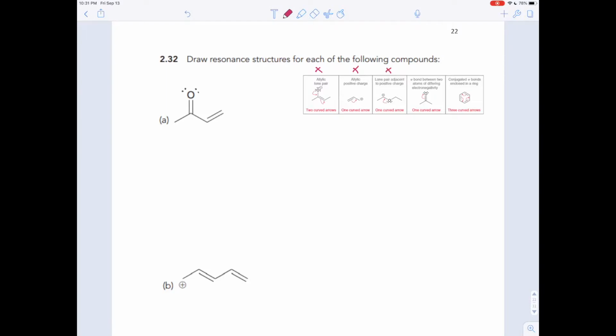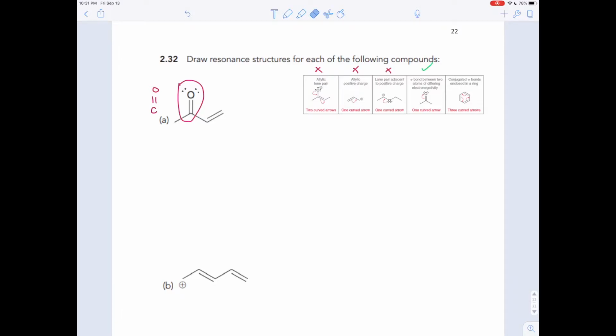How about a pi bond between 2 atoms with different electronegativity? There are 2 pi bonds in the molecule. Remember, a pi bond is every bond after the first bond. So we've got double bonds in these 2 places. This one on the right, that pi bond is between 2 carbons. So the 2 carbons have the same electronegativity, so the pattern isn't there. But for the double bond on the left, that bond is between a carbon and an oxygen. And oxygen is really electronegative. So that would be an example of that 4th pattern.